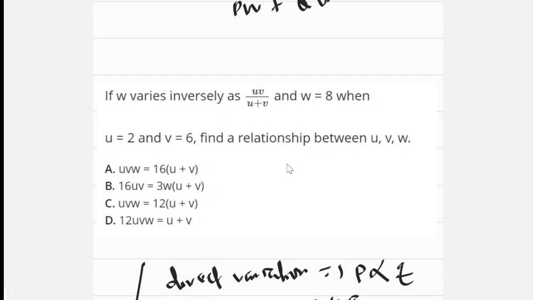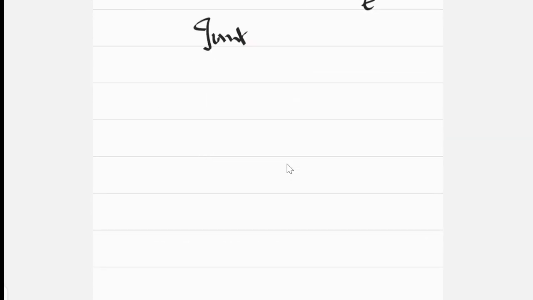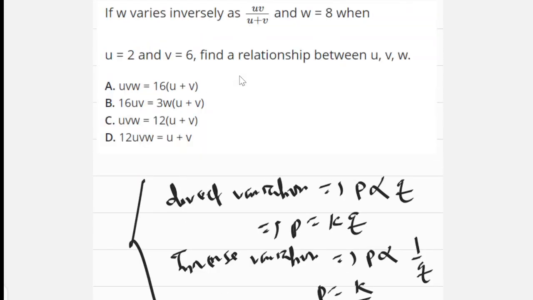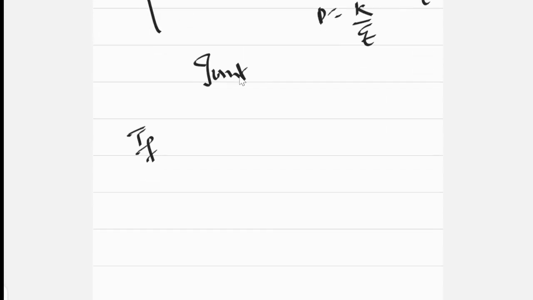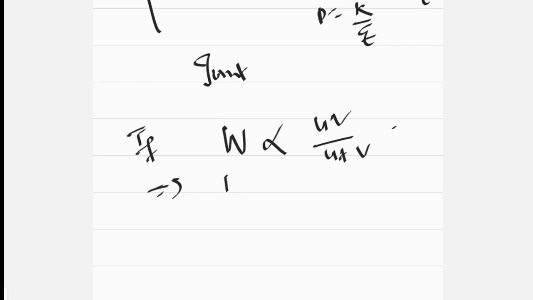But if you check this question, the question is on inverse variation. So the question says, if W varies inversely as UV over U plus V, W varies inversely as UV divided by U plus V. Then what will now be W? Since it is inverse variation, then your W will now be K divided by, since it is inverse variation. So K divided by what?